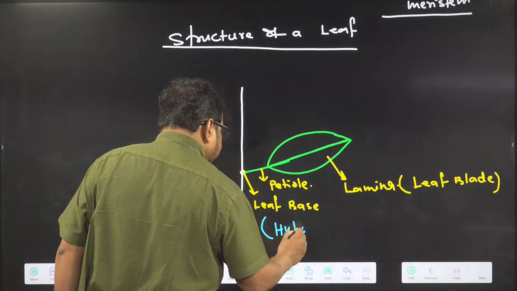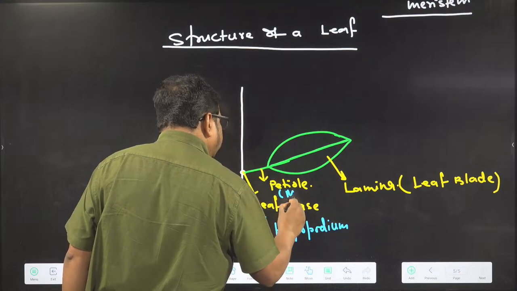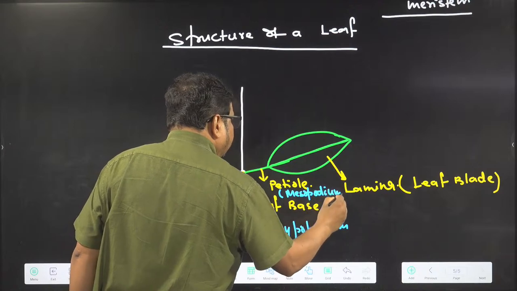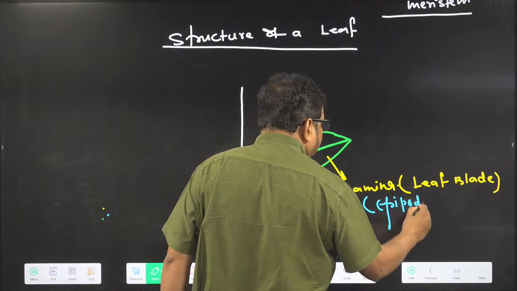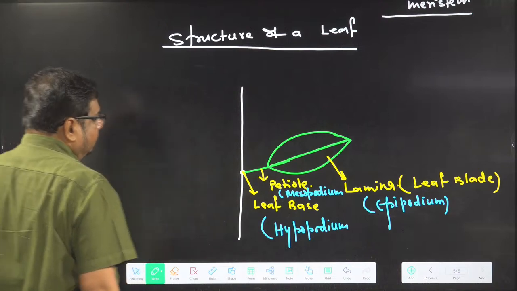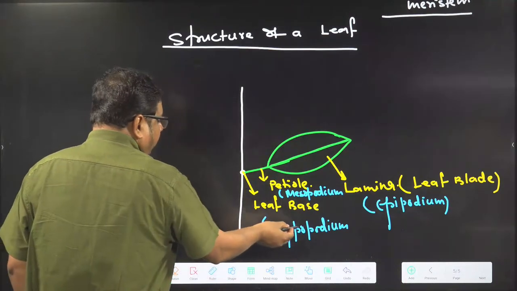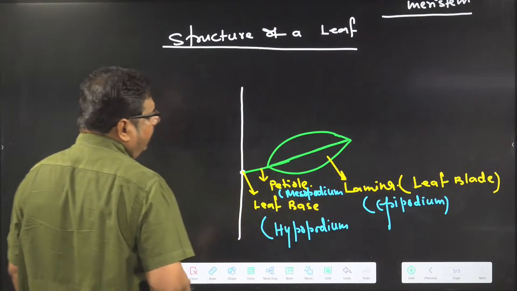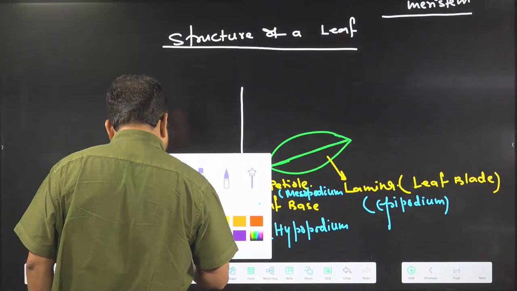The technical term for leaf base is hypopodium. For petiole it is mesopodium. And for lamina it is epipodium. These are the technical terms we are using for which one? Leaf base, hypopodium; petiole, mesopodium; lamina, which one? Epipodium.